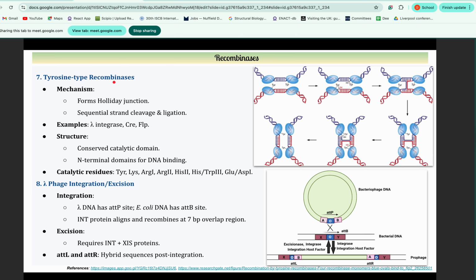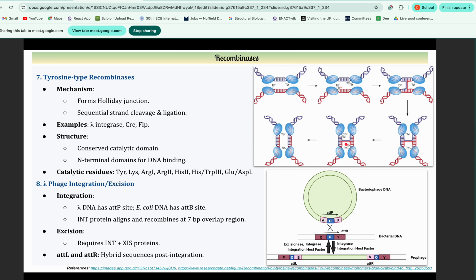Okay, we'll talk about these two types of recombinases now, tyrosine and serine. So first of all, if we talk about tyrosine type recombinases, we know that tyrosine is the catalytic molecule. Second thing is it forms the Holliday junction like structure. As you can see, these are two different dimeric units that are present. Now it will form this Holliday junction like structure here, where it will bring about the recombination.